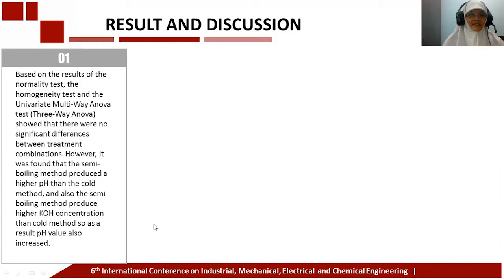Results and discussion. 1. Based on the results of the normality test, the homogeneity test, and the univariate multi-way ANOVA test, there was no significant difference between treatment combinations. However, it was found that the semi-boiling method produced a higher pH than the cold method, and the semi-boiling method also produced a higher kalium hydroxide concentration than the cold method, so as a result, the pH value also increased.